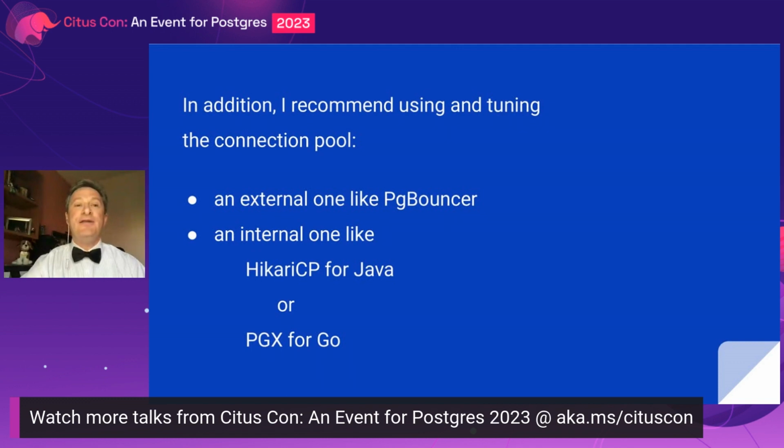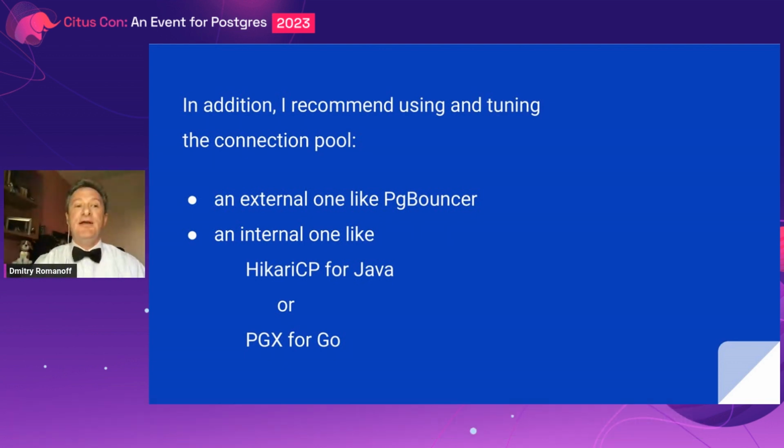In addition, I recommend using and tuning the connection pool, an external one like PgBouncer, or an internal one like HikariCP for Java, or pgx for Go.